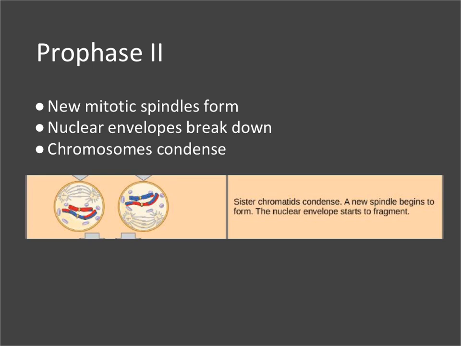During the stage of prophase 2, the same thing happens as during prophase of mitosis and prophase 1, where the nuclear envelope breaks down so that the chromosomes can be released from the nucleus, a new mitotic spindle forms, and the chromosomes condense so that we can now see them.